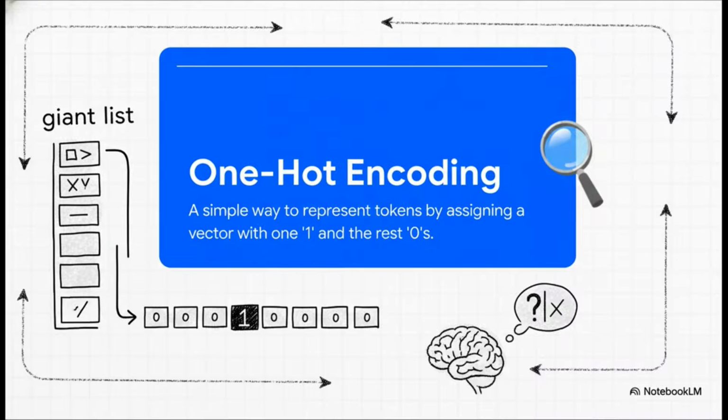Well, one of the first stabs at this was a method called one-hot encoding. Just imagine you have a dictionary with, say, 10,000 words. For any given token, you'd create this massive list of 10,000 zeros, and you just flip one of them to a 1 at the position that matches your word.